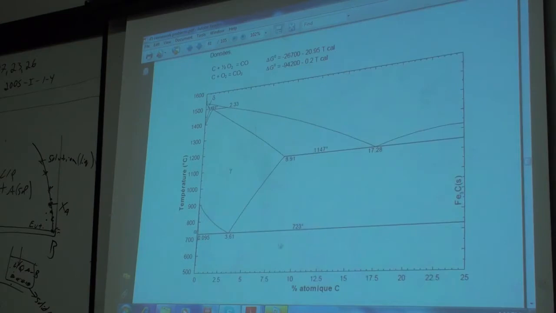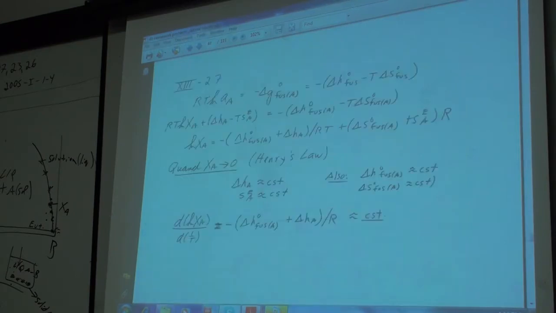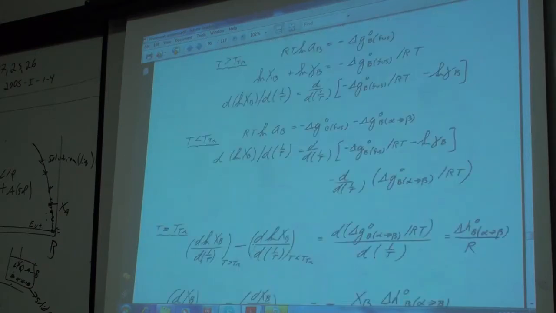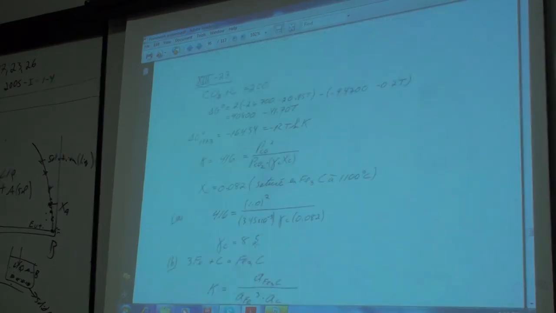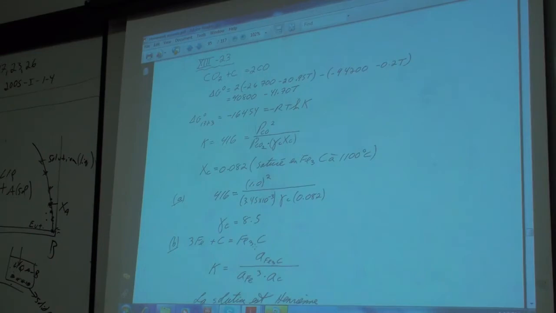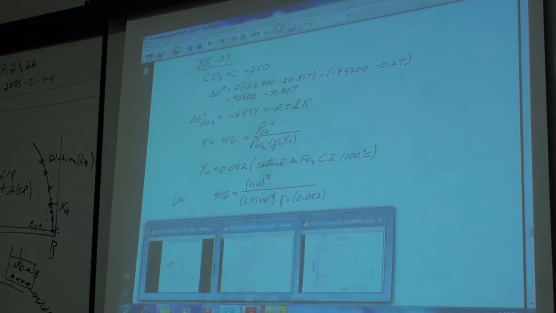First of all, I just put together those two equations to get this reaction of CO2, CO, and carbon. Delta G naught is given. Delta G naught is minus RT log K. K is PCO squared divided by PCO2 times the activity of carbon, which is gamma times X. This equilibrium with the gas phase will give you the activity of carbon. The mole fraction of carbon can be read from the diagram.